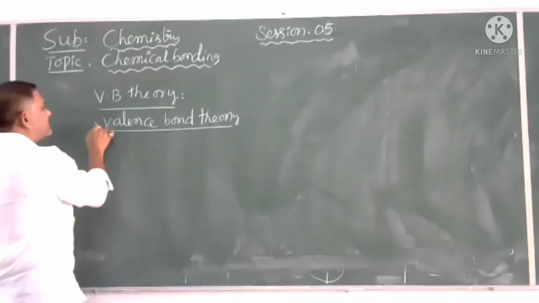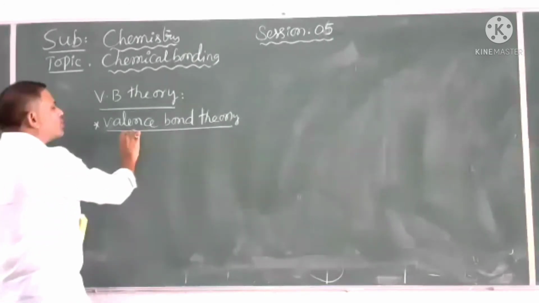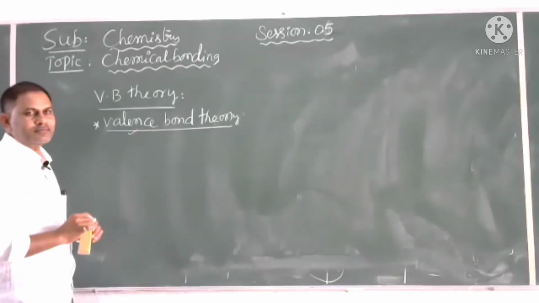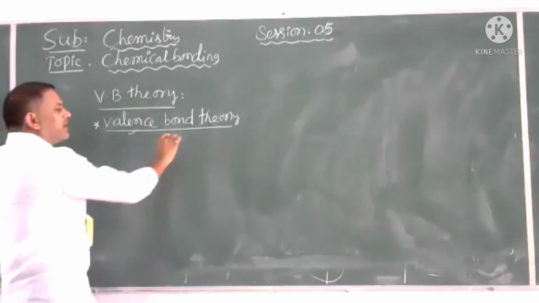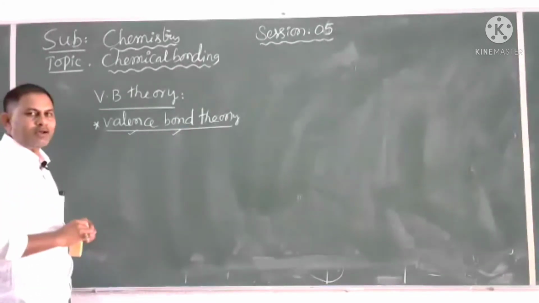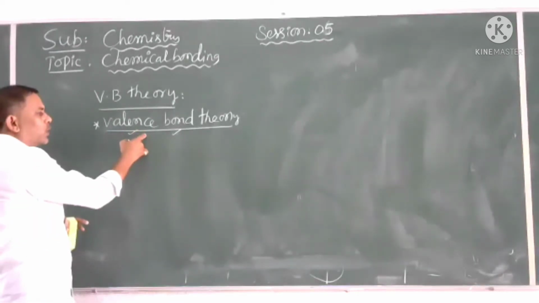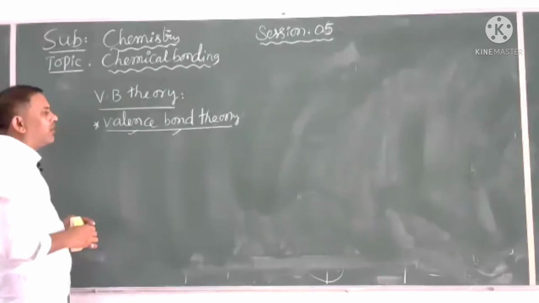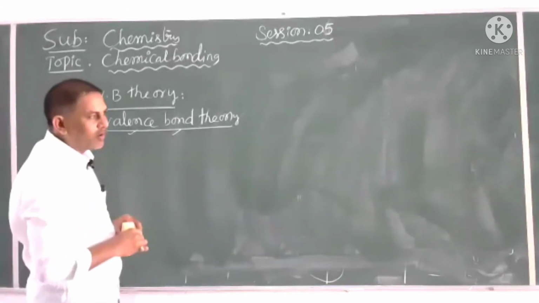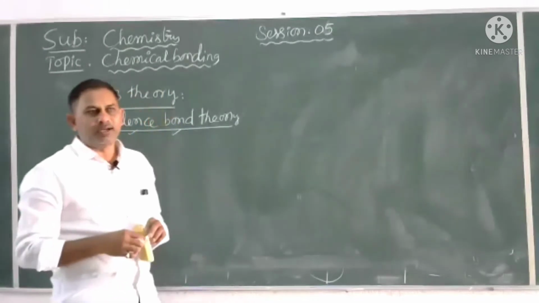So based on this valency bond theory, valency means outermost orbit. To get a bond, valency number of unpaired electrons are required. So the valency unpaired electrons participate in a chemical bond to form a covalent bond, either a sigma covalent or pi covalent bond.